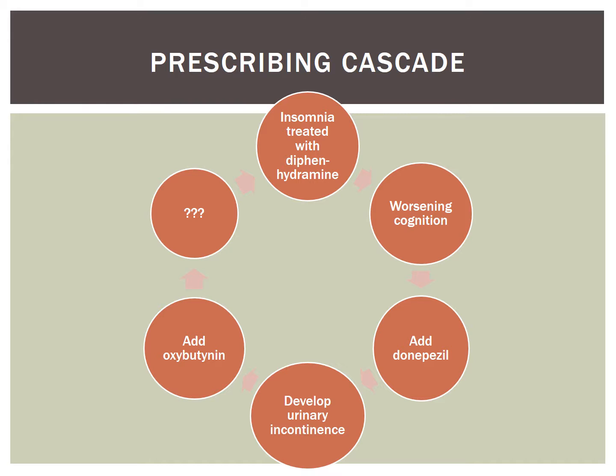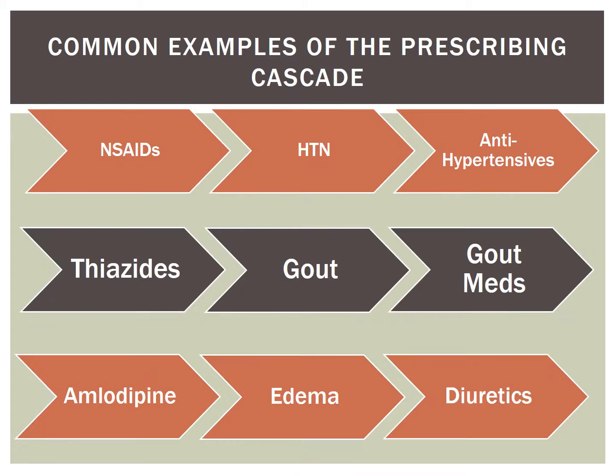This all could have been prevented if we had recognized the anticholinergic effects of diphenhydramine that the patient was using over the counter. Common examples of the prescribing cascade: NSAIDs can cause hypertension, so this may lead to the unnecessary addition of antihypertensives. Thiazides can cause gout, which may lead to new gout meds being added. Amlodipine and nifedipine can both cause edema. Potentially this isn't recognized as a side effect, and diuretics are added on. Take a few minutes to think about what other prescribing cascades you may have seen in practice.